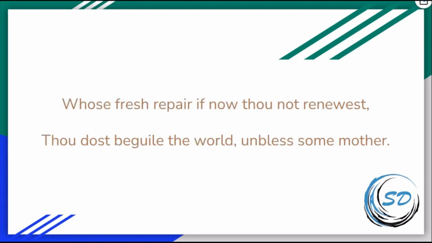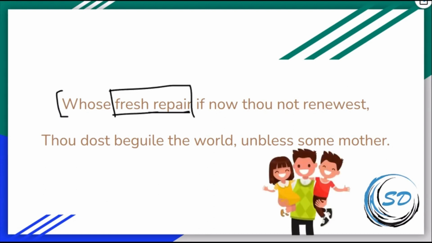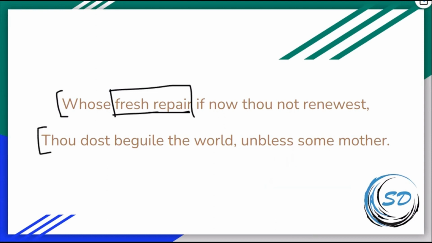Whose fresh repair if now thou not renewest, thou dost beguile the world, unbless some mother. The speaker emphasizes the importance of renewing or rejuvenating their youthful appearance through procreation. The phrase "fresh repair" suggests that having children would bring vitality and freshness to their life. If the person fails to renew themselves through procreation, the speaker suggests they deceive or cheat the world and deny a potential mother the blessing of having a child. This line implies that not having children is a missed opportunity.